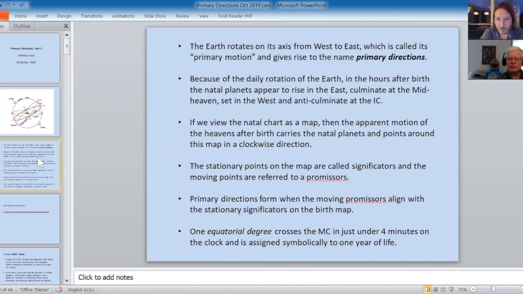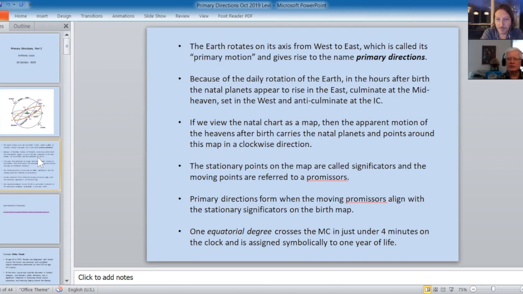This slide, I just summarized the whole talk last time. So let me read it because this is a summary of what we said last time. The Earth rotates on its axis. This is called the primary motion. The sky appears to rotate from east to west because the Earth's rotating west to east. And this gives rise to primary directions. Because of the daily rotation of the Earth in the hours after birth, the natal planets appear to rise, culminate, set, and anti-culminate as the Earth turns, the sky turns.